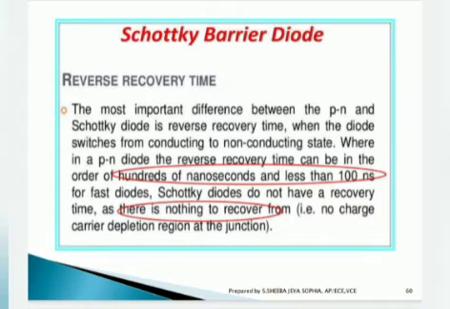Regarding the reverse recovery time, the most important difference between the PN junction and Schottky diode is reverse recovery time. That is, when the diode switches from conducting to non-conducting state, in a PN junction diode the reverse recovery time can be in the order of hundreds of nanoseconds, and less than 100 nanoseconds for fast diodes, whereas the Schottky diode does not have a recovery time, as there is nothing to recover, since there is only minimum drop, that is, no charge carrier depletion region at the junction.